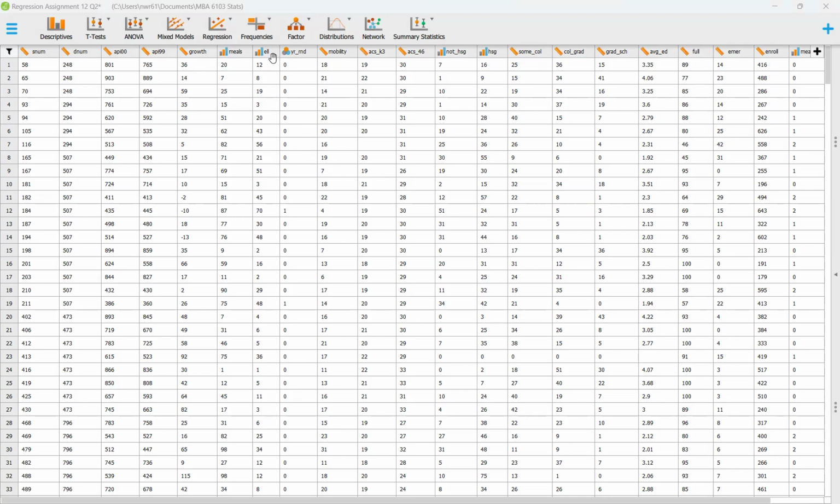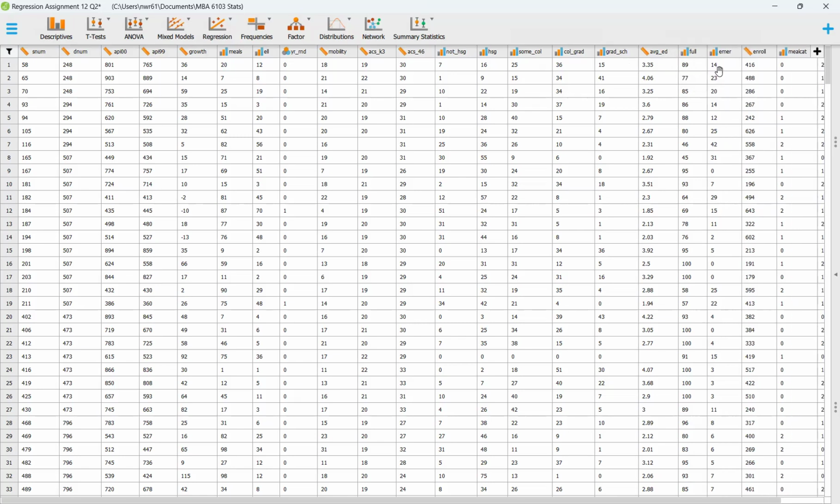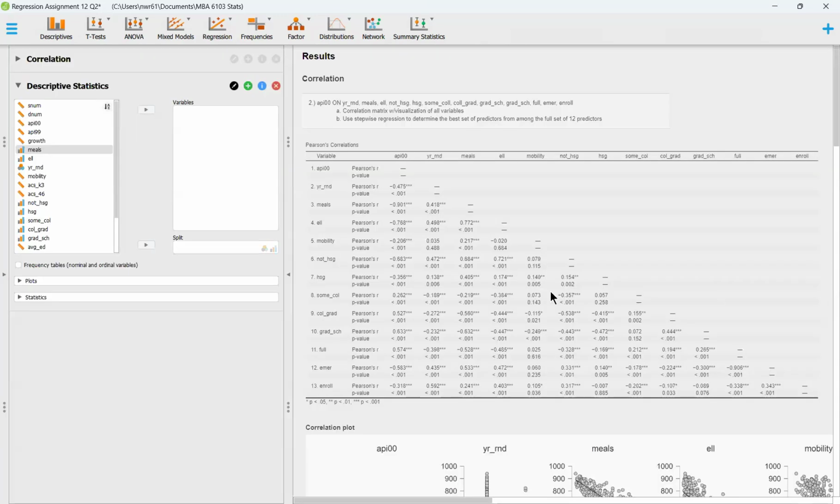But anyway, meals, L, not HSG, HSG, some college, college grad school, full, and then Emmer and enroll. So we're going to get to see how that affects all my numbers.